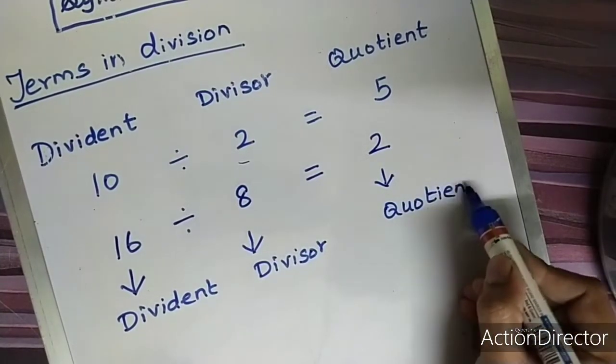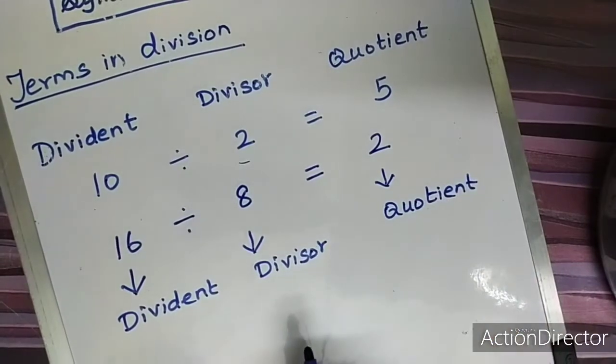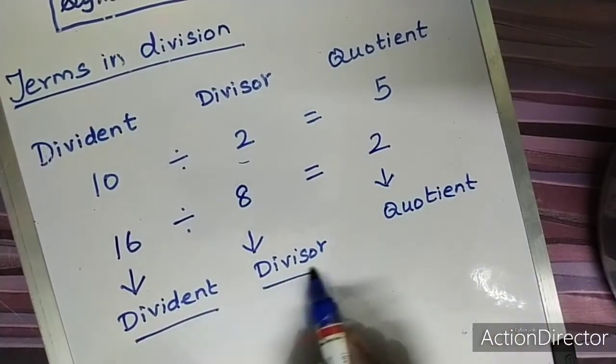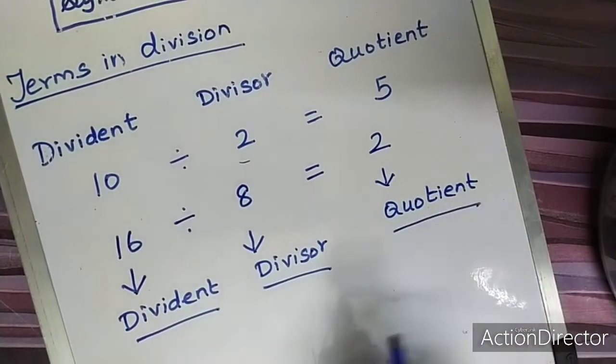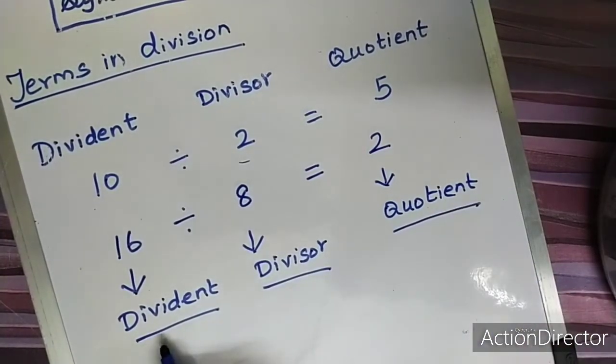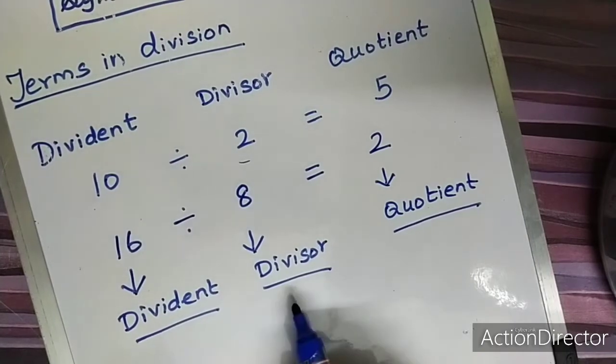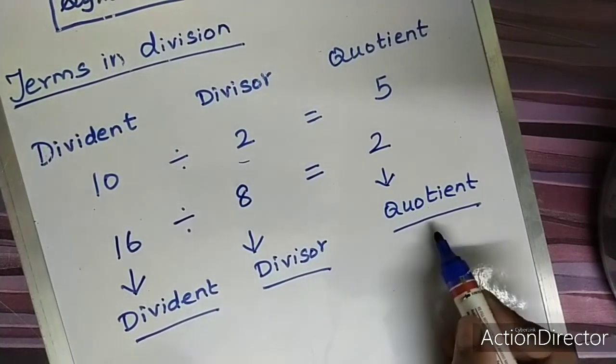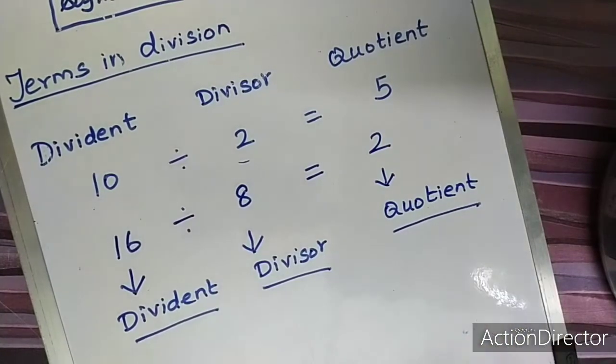Okay, so these are the important terms in division: dividend, divisor, quotient. Dividend is the number to be divided, divisor is the number by which we divide, and the answer we are getting is called the quotient.